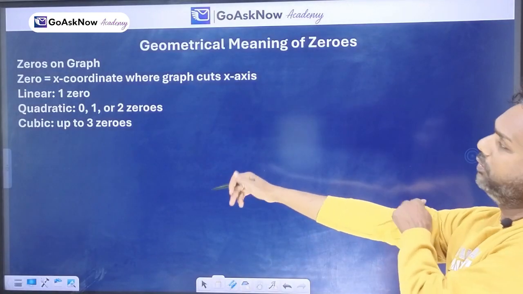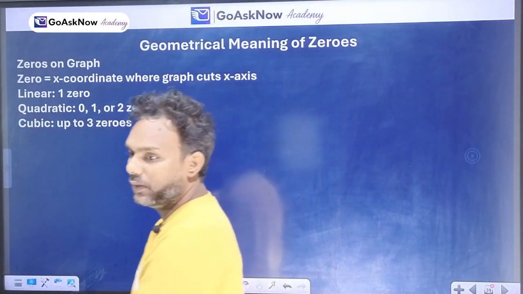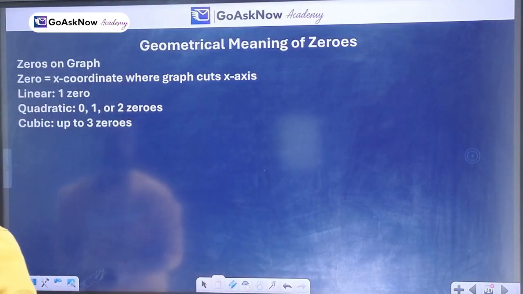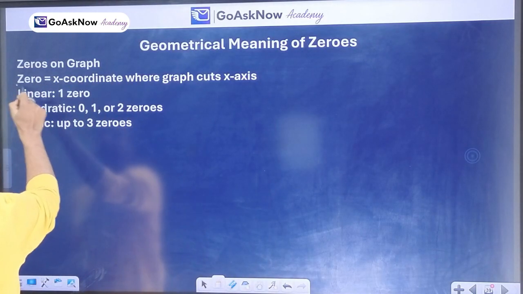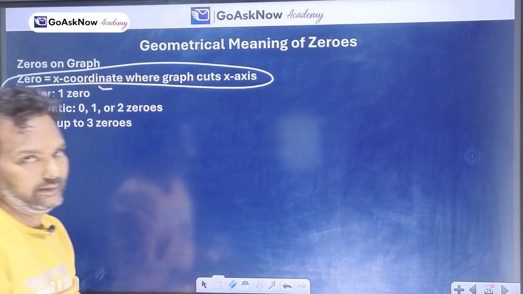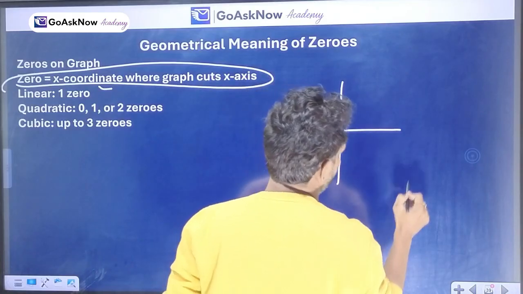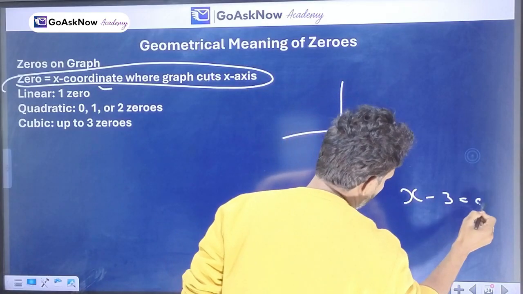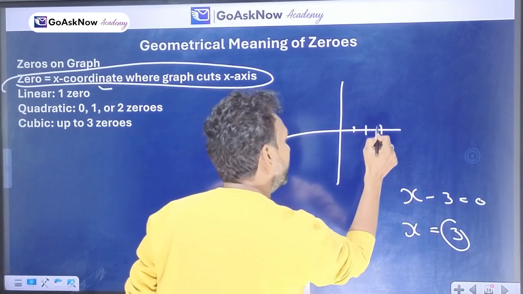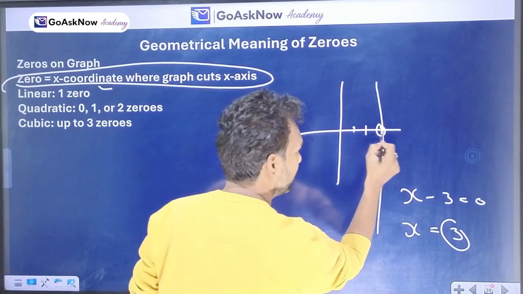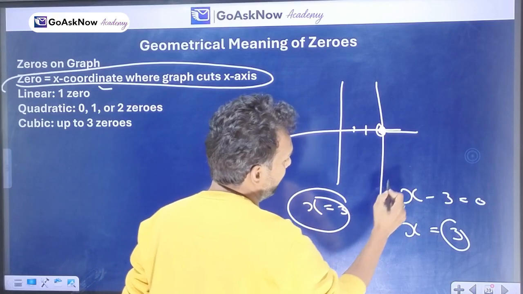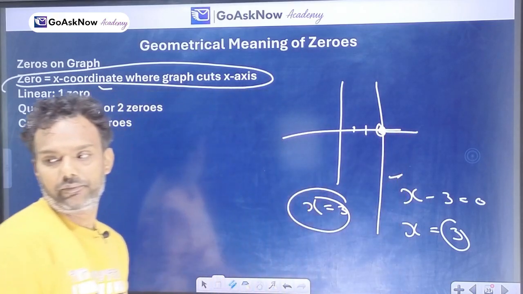Now, how are we going to show zeros of the equation on a graph? The zero shows the x coordinate where the graph cuts the x axis. If I say that x minus 3 is equal to 0, then x equals 3, meaning there is a line which passes through 3. It is intersecting the x axis at 3. When x is equal to 3, the line is intersecting over here.